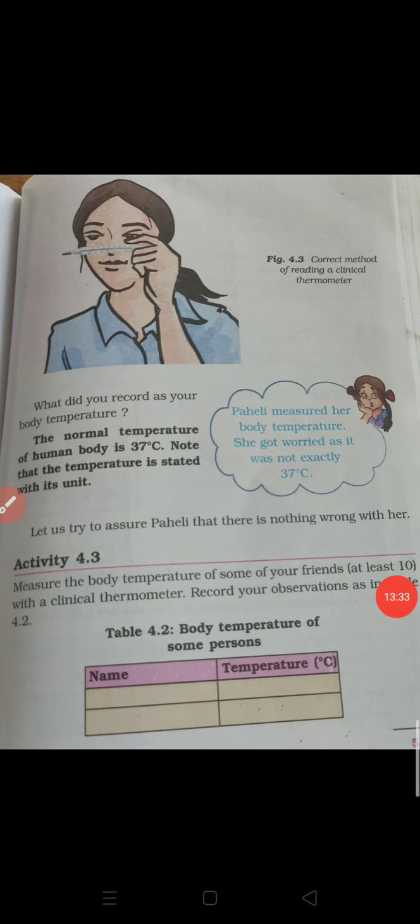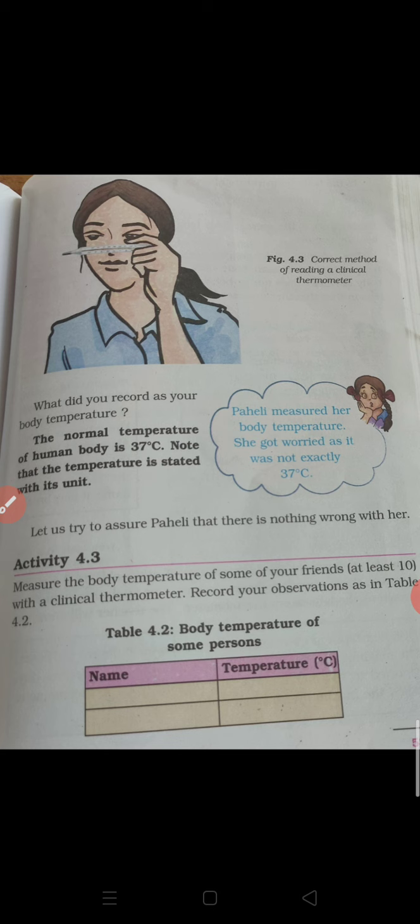For temperature measurement, there are units other than Celsius, such as Kelvin and Fahrenheit. Their scales also vary from that of Celsius scale. Always remember, never use a clinical thermometer for measuring the temperature of hot objects other than human body. It may break. Here we complete this topic. So you learned that normal temperature of human body is 37 degrees Celsius.